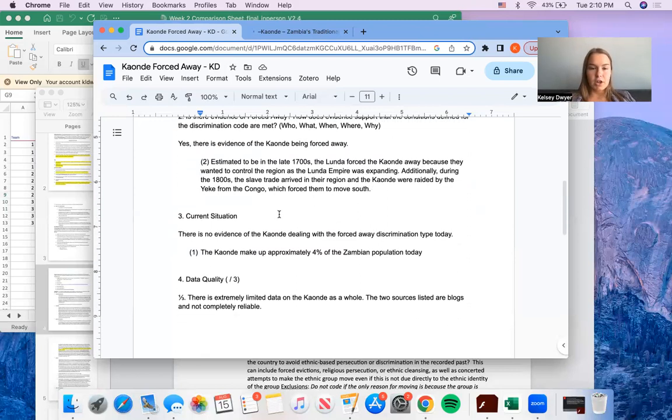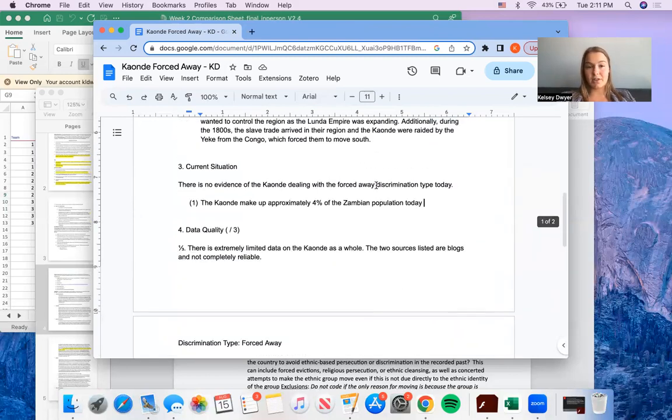So, current situation. Sometimes it's really difficult to find information on the current situation when it's a small percentage of the country's population. I did not find any evidence of the Konde dealing with forced away discrimination today. I didn't find any information on their current situation at all. All I know from my first source in my bibliography is that the Konde make up approximately 4% of the Zambian population today. I just wanted to include that because that's all I could find about the current situation.